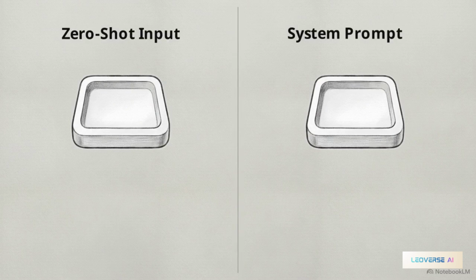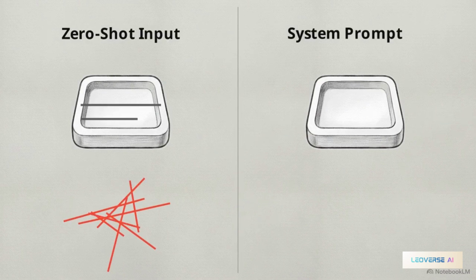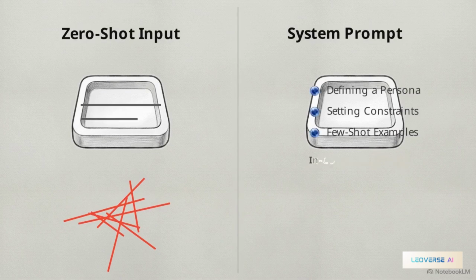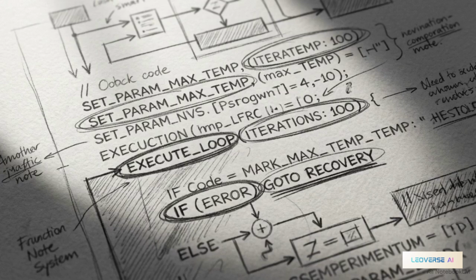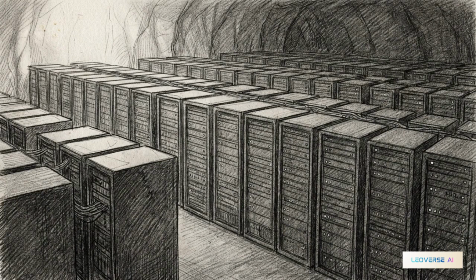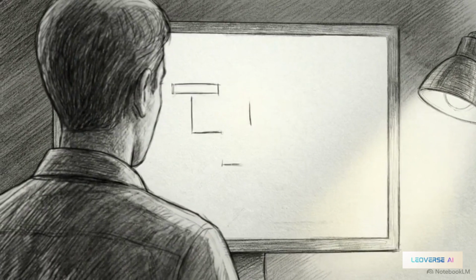When you prompt a model in zero-shot mode, you provide no examples. The engine blindly guesses the desired format, resulting in disorganized text. We solve this using a system prompt to define a persona and provide specific examples. This is few-shot prompting. This technique utilizes in-context learning. We teach the model a specific pattern entirely within the prompt, avoiding the massive computational cost of retraining the entire system. These structural additions focus the model.